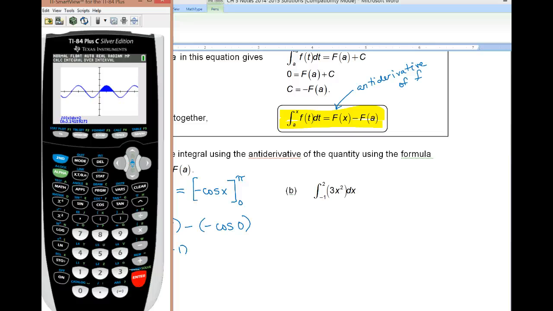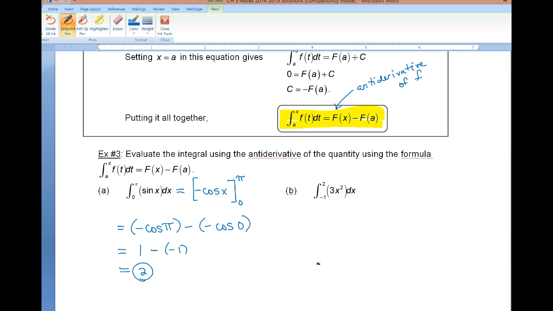I just changed it a little bit. Okay, did everybody get that? Oh, for the next one? The antiderivative is 2. You got it? Luke.